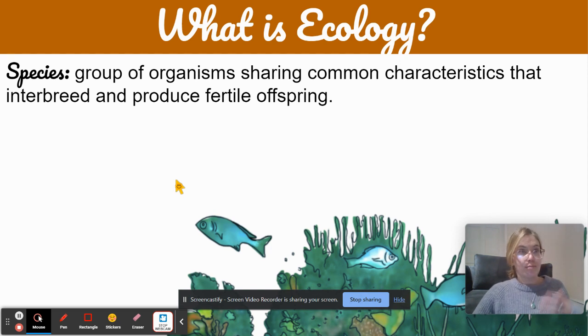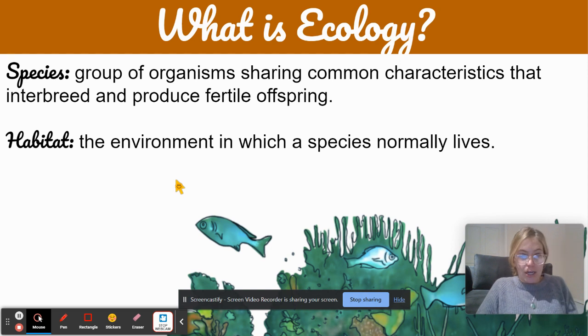A mule is a mix between a horse and a donkey. A mule can't actually reproduce. They're not fertile. So that would not be considered an example of a species, right? So species, get that definition down. You can pause this if you need to.